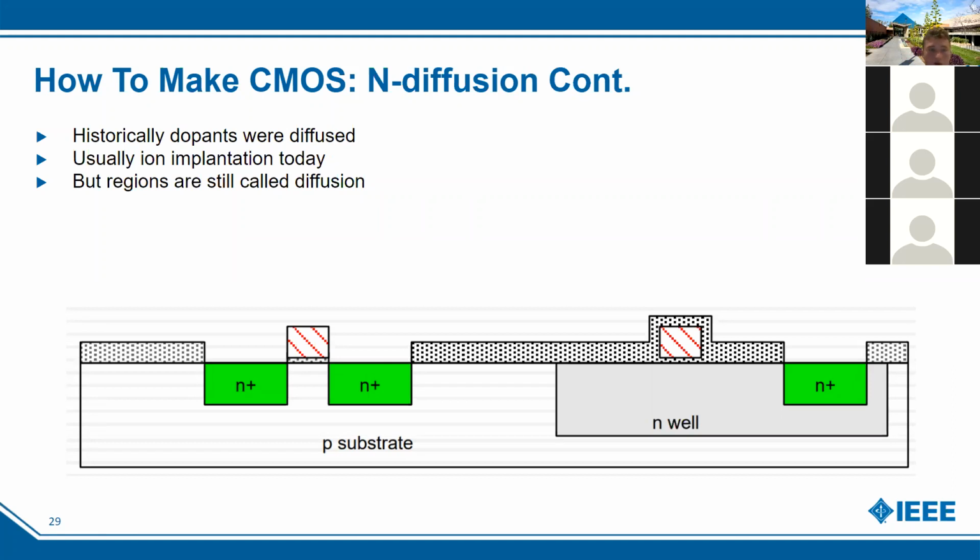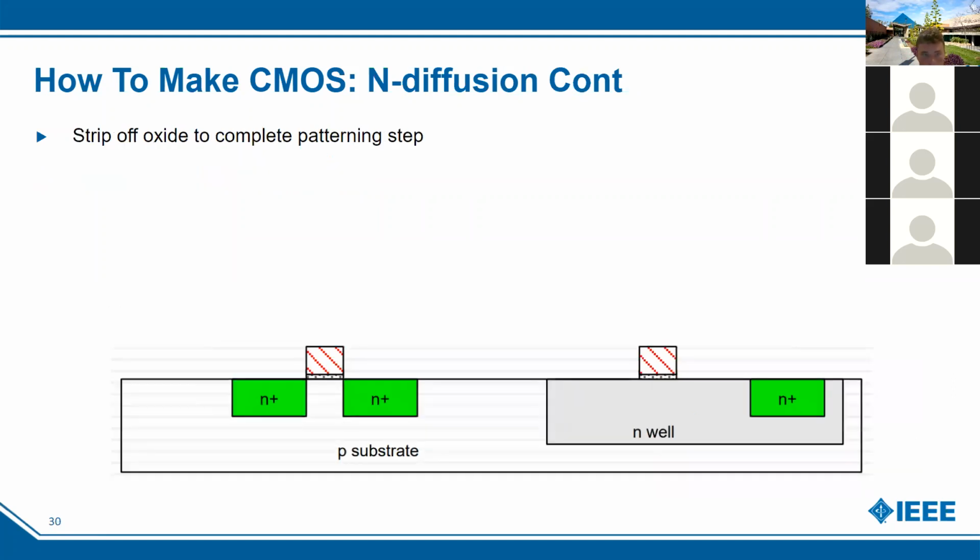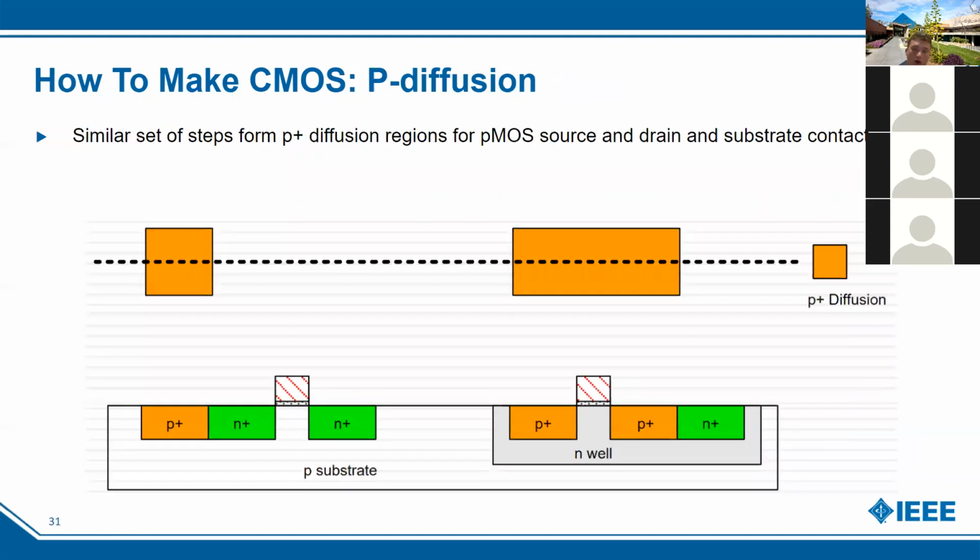Historically, dopants were diffused, usually ion implantation today, but regions are still called diffusion. And then we strip it off. Again, we're at a process that we're able to repeat. And so we do the same with our P plus, our P wells. So we create that P region on the right. We create that PMOS on the right, and the NMOS is already created. And you can see that there's N plus and P plus. And like I said, that N plus and P plus is used so if there are extra holes or extra electrons that are needed, they're able to be drawn from. It's kind of like a tap that you're able to use for the process.